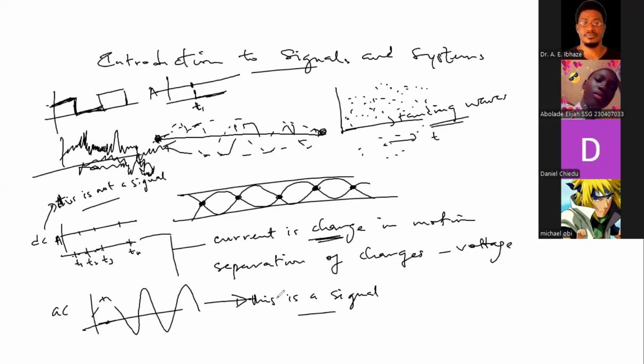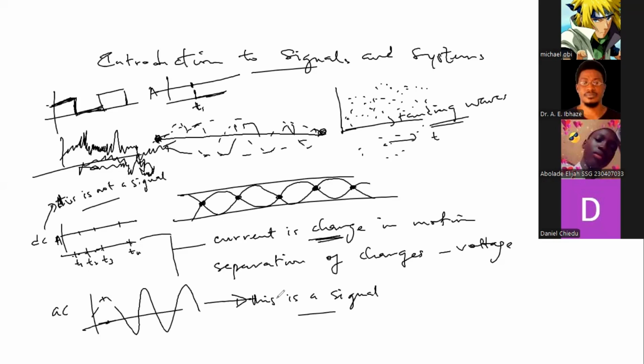Now, someone may want to say, well, you just said a signal cannot be in motion. You just said we can have signals that are not in motion. Yes, but that does not mean that when the signal is in motion, it's not a signal. So the fact that you said a signal should be in motion, you are correct. But we just added to what you said that we can also have a signal that is not in motion, right? Okay, go ahead, Michael Obi.